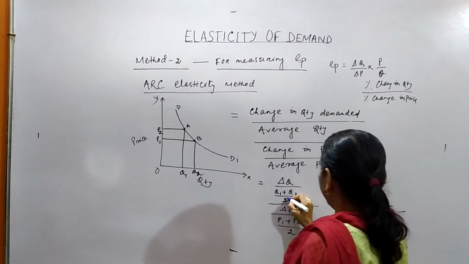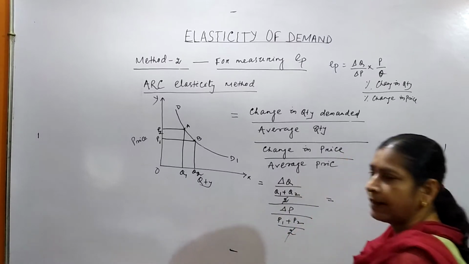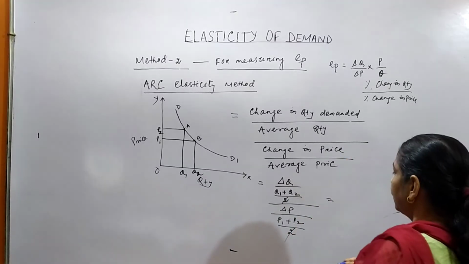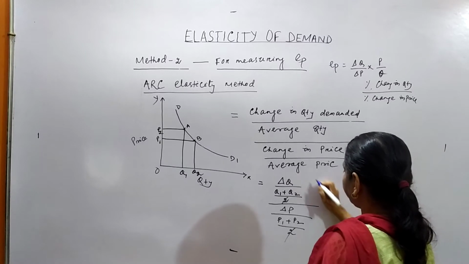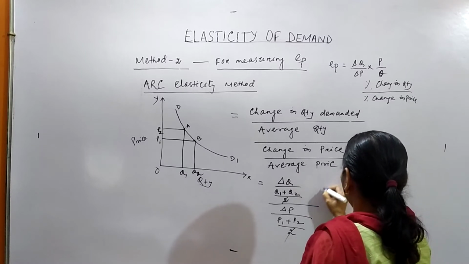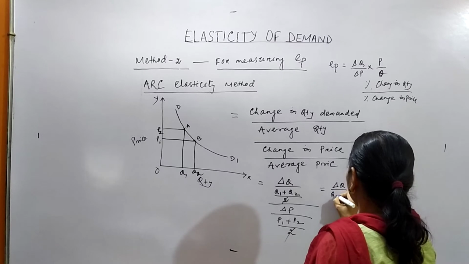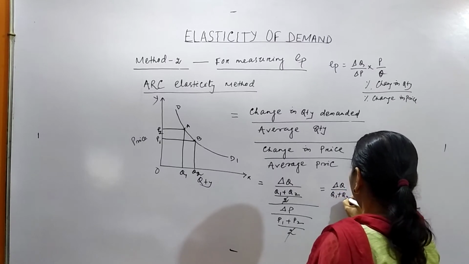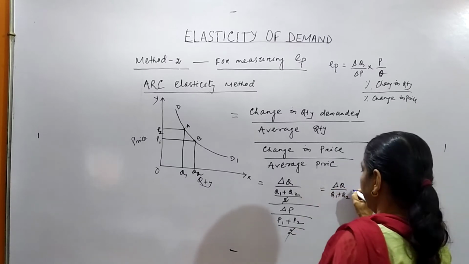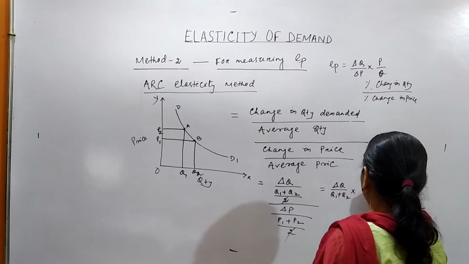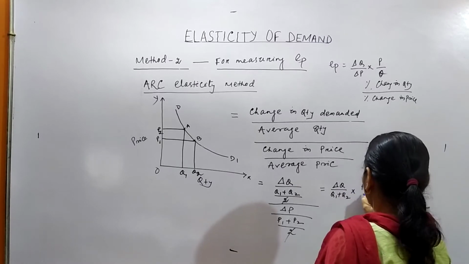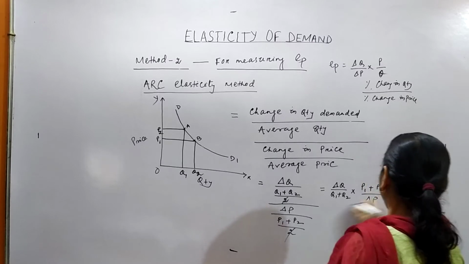equal to, the 2 will cancel. So now what will remain? Delta Q by Q1 plus Q2, reversed, into P1 plus P2 by delta P.